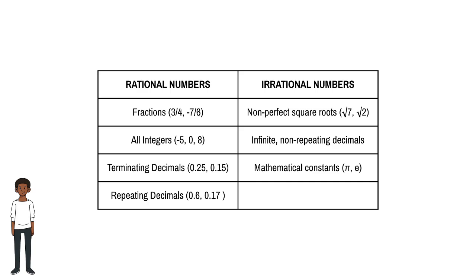To summarize our lesson today, rational numbers can be written as exact fractions of two integers. This category includes all integers, terminating decimals, and repeating decimals. Irrational numbers cannot be expressed as exact fractions. Their decimal representations go on forever without ever repeating, such as non-perfect square roots, pi, and e. Now you know how to identify rational and irrational numbers with ease.